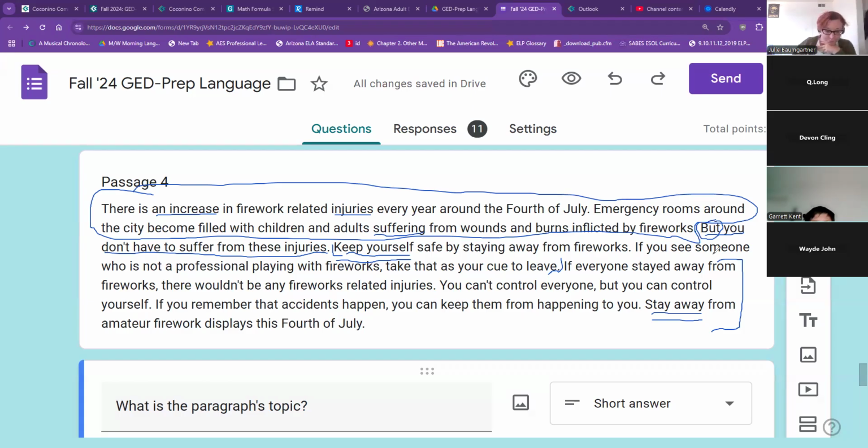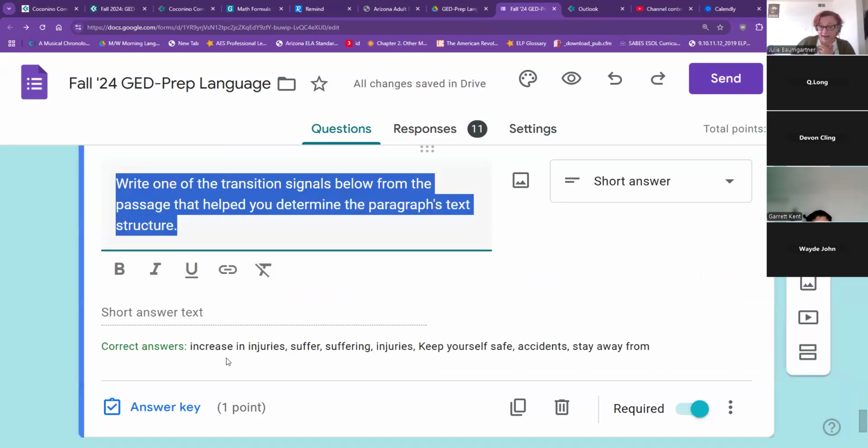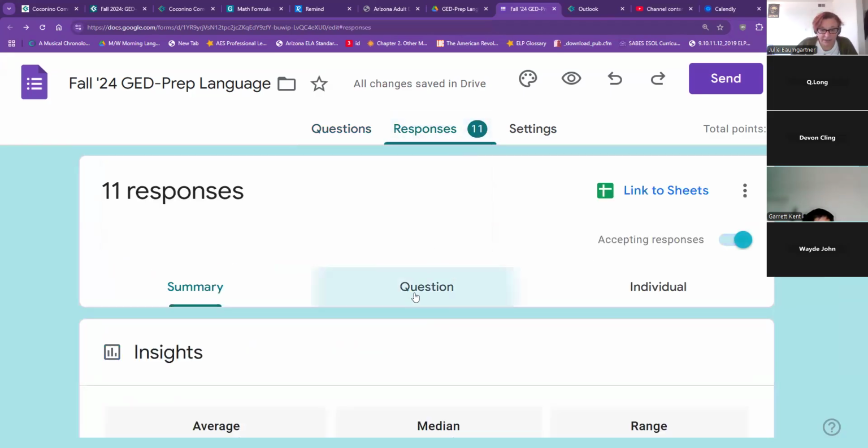Excuse me. So let's see what I put. So, yeah, anything increase in injuries, suffering, injuries. Like we said, keep yourself safe. Anything about accidents generally are problems, right? Anytime I say stay away from something, right, I'm giving you a solution. So let's see how you guys did.